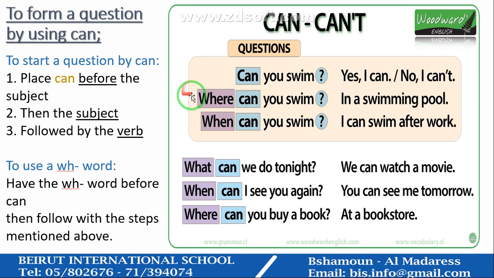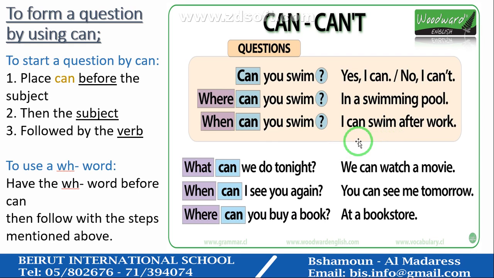Here we have a question with a WH word, and we get back to the rule that's written over here. To use a WH word, have the WH word before can, then follow the steps mentioned above. Thus, place can before the subject, then the subject, and follow that by the verb. Where, which is the WH word, followed by can, then the subject, and then the verb. Where can you swim? And here, it isn't a yes-no question, so we have a longer answer. In a swimming pool, or when can you swim? I can swim after work.